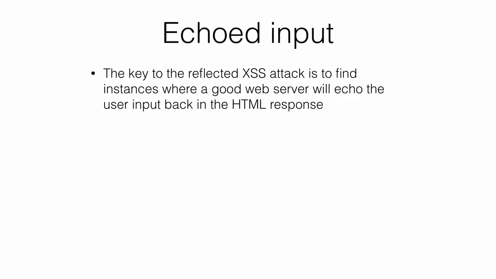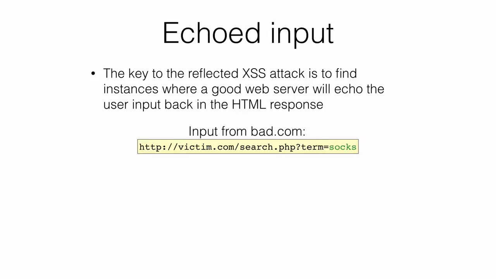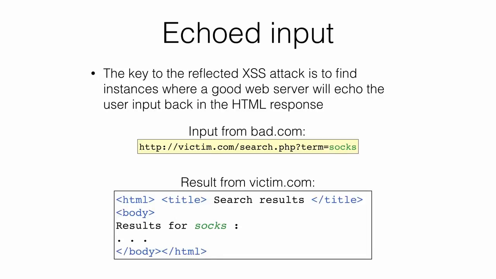So the key here is echoed input. Reflected cross-site scripting attacks need to find instances of good web servers that will echo user input back in the HTML response. So, for example, here's an input from bad.com where, for the search term, it provides the term socks. When this goes to victim.com and it sends the results back, notice that socks are included in the body.